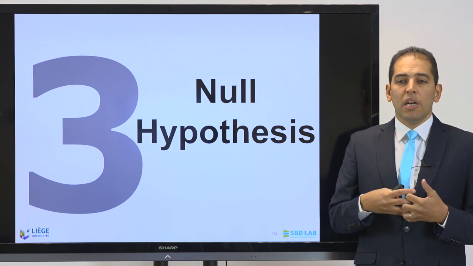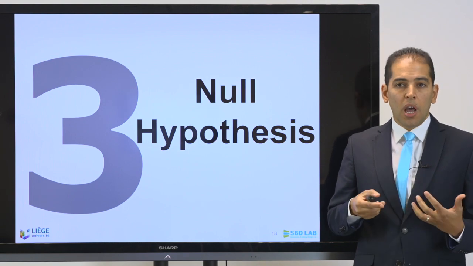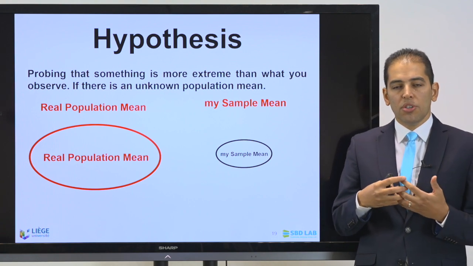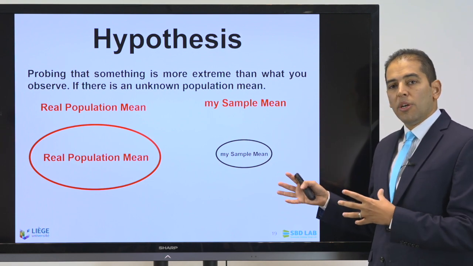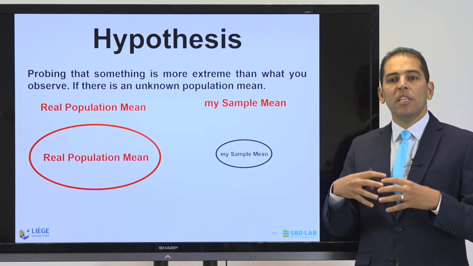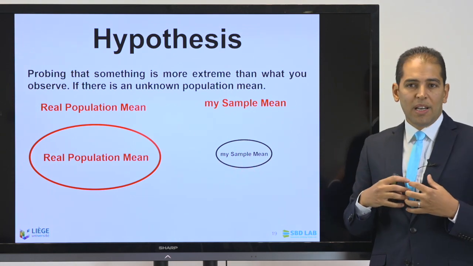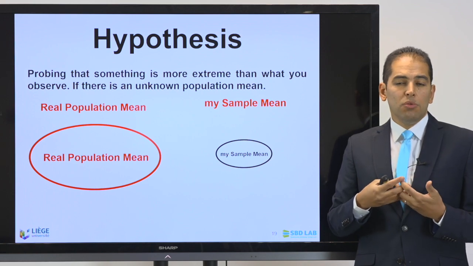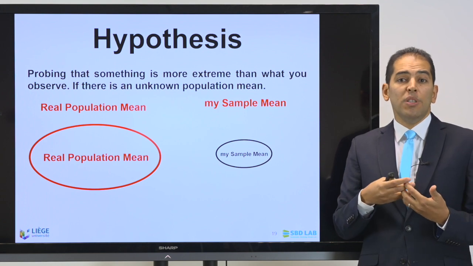Now, before continuing with our operationalization work, we always need to define our null hypothesis. So what is a null hypothesis? Well, when we do research, most of the time we will have a sample population that we are trying to observe, because it's very difficult to observe the whole population. So we have a real population that is large, and then we have a smaller sample that we are observing. With the null hypothesis, we are trying to prove that something is more extreme than what we observe.